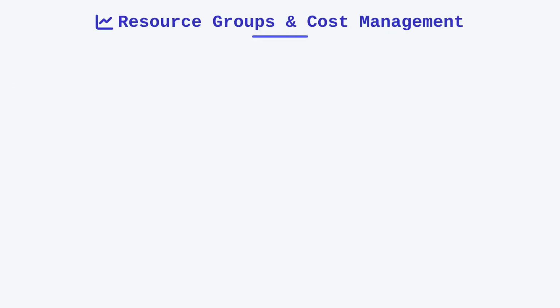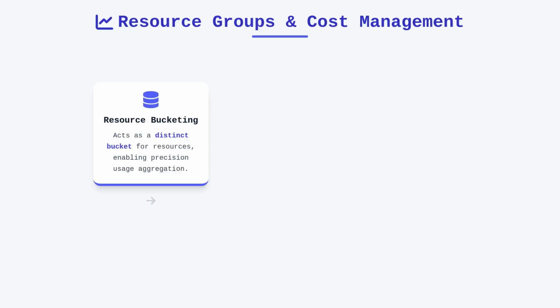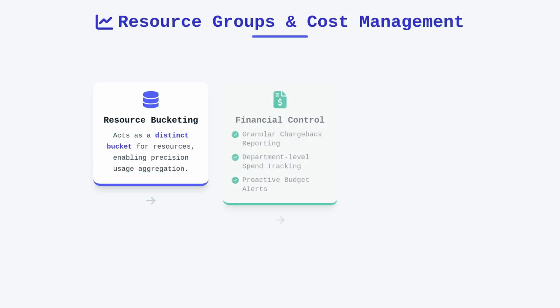Beyond organizational efficiency, resource groups provide powerful integration points with IBM Cloud cost management tools. Because each group acts as a distinct bucket for resources, the platform can aggregate usage data with remarkable precision. This facilitates granular chargeback reporting, allowing finance teams to understand exactly how much a particular project or department is spending on cloud consumption. Furthermore, you can set budget alerts keyed to specific resource groups, enabling proactive cost control before overrun occurs.